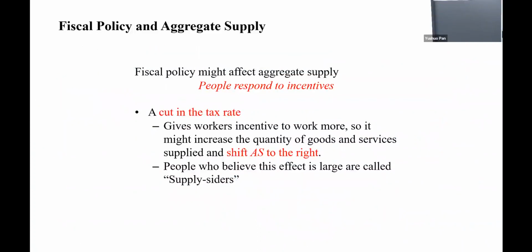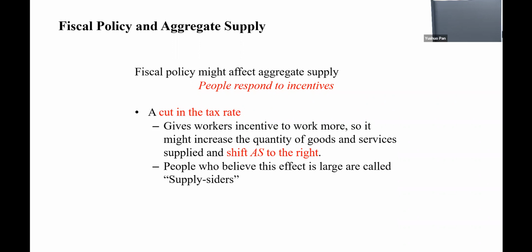Fiscal policy and aggregate supply. Fiscal policy might affect aggregate supply as well. So before, what we learned is that monetary policy could affect aggregate demand, right? And fiscal policy can also affect the aggregate demand curve. But fiscal policy has two effects: the multiplier effect, which will accelerate the effect, but another is the crowding out effect, which is going to offset the government's aid.